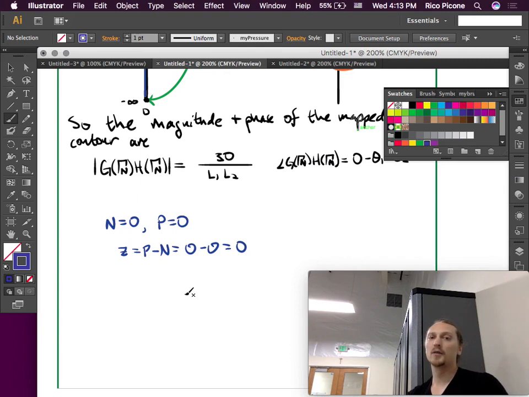So what you would want to do is maybe redesign your system by putting in poles or zeros so that you would end up with a Nyquist plot that had 2 counterclockwise encirclements of -1, which would make N equal to 2, and then 2 minus 2 would be equal to 0, and you would stabilize the system.